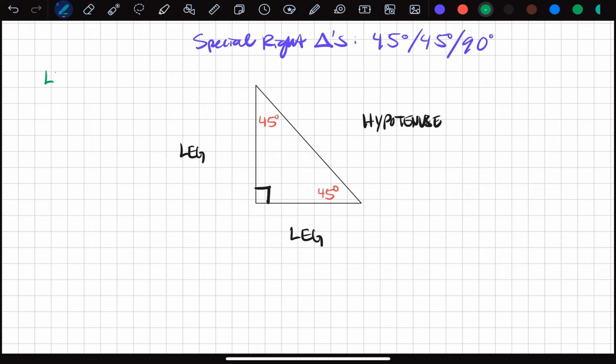A ratio of me comparing the leg to the leg to the, I'm going to just call it h for hypotenuse. And so that ratio is, you can say it's 1 to 1, meaning those two legs have the same value. They are the same to each other. And then the hypotenuse is 1 times root 2. Okay.